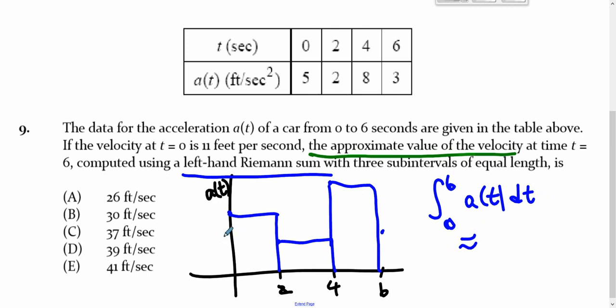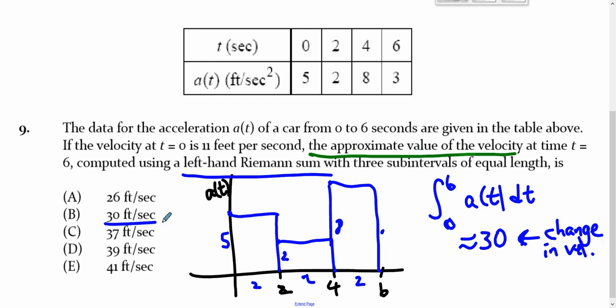approximately, well, that's 5 times 2, that's 2 times 2, that's 8 times 2, that's 16, and 4 is 20, and 10 more is 30. This is the change in velocity. Notice it's an answer choice, but this is the change in velocity. So the velocity at time equals 0 is 11 feet per second. So if it was 11 feet per second and it changed by 30, that's where it ends up.